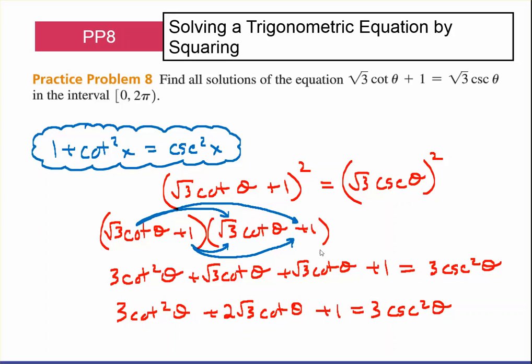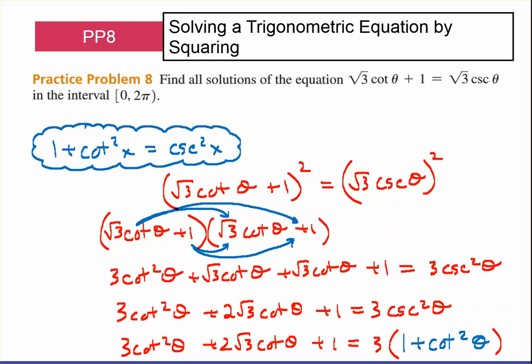So that's exactly what I'm going to do. I'm going to change this into 1 plus cotangent squared. Everything else remains the same: 3 times 1 plus cotangent squared theta. Cool, we got that. Finally, we got everything in just terms of cotangents. So I finally got it back to just a single trig function.